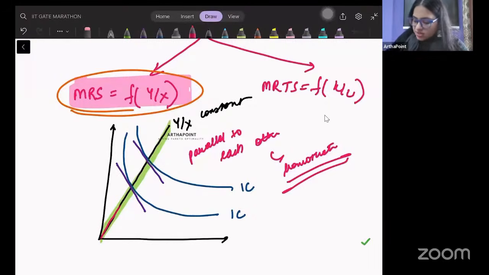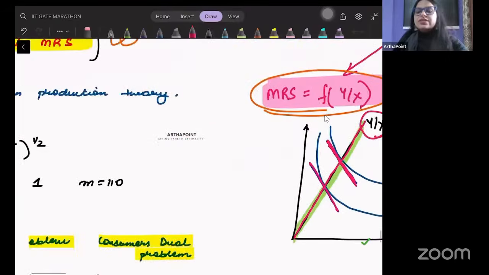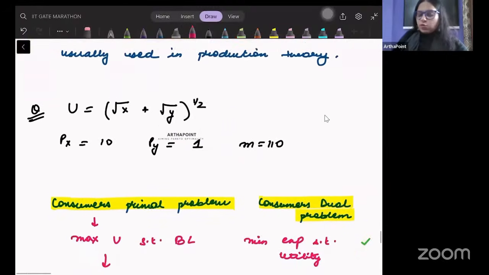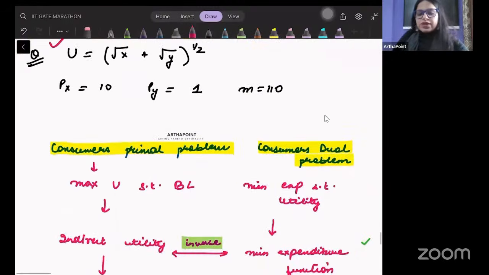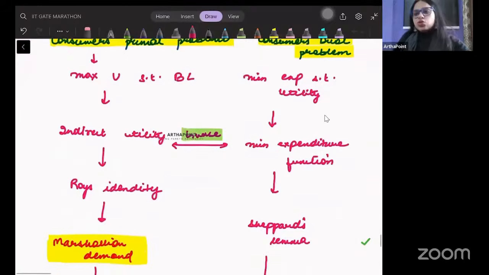I am passing a ray through the origin. After passing this ray through the origin, if I find the MRS of these ICs and they are the same, मतलब जब तक y by x same है, MRS भी same आ रहा है, that means that it is a homothetic preference. This is the other definition. Then I want you to do this question. Solution is provided. Okay. Last concept for the day.